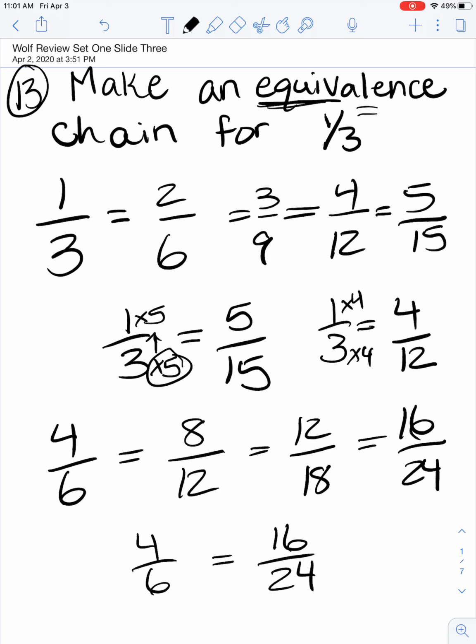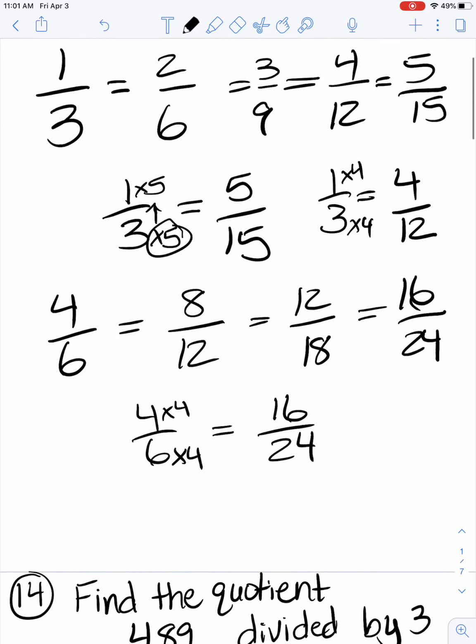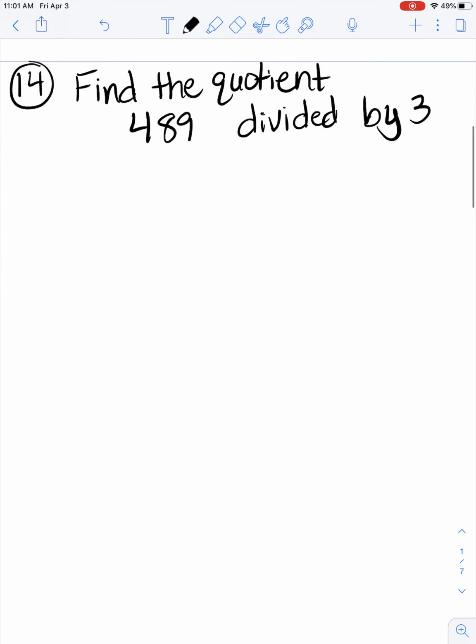well, let's count by 6s: 6, 12, 18, 24. 6 times 4 is 24. Whatever I do to the bottom, I do to the top. 4 times 4 is 16. It works. Easy trick. All right, so now we're going to find the quotient.